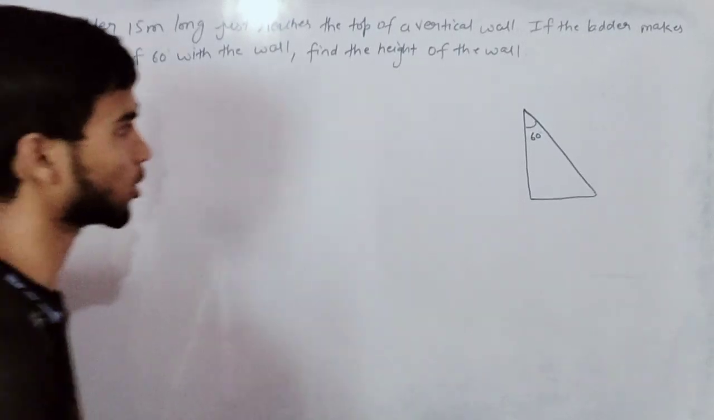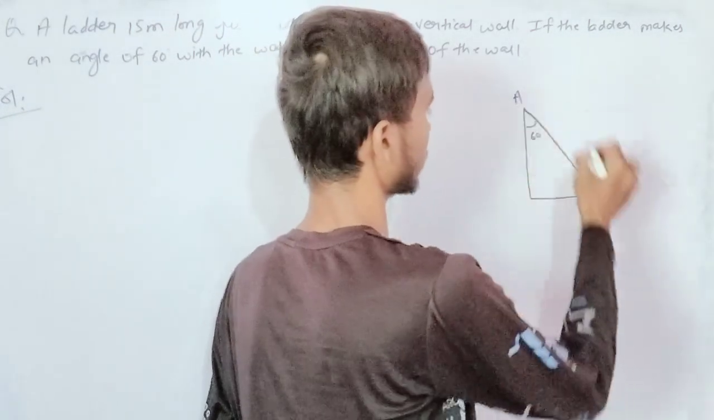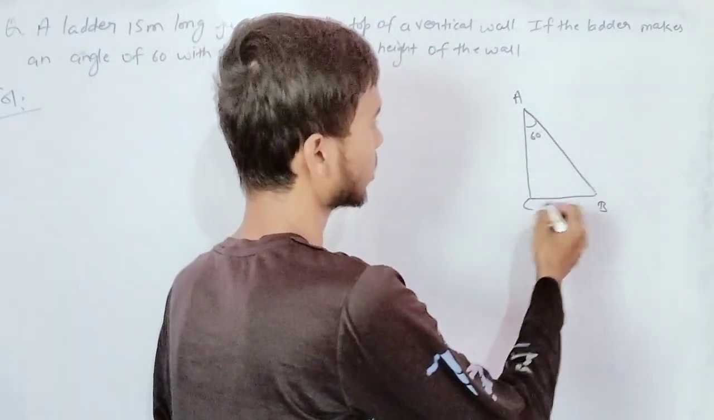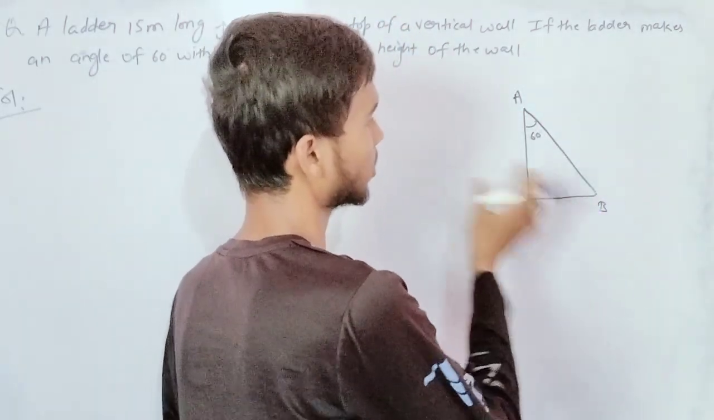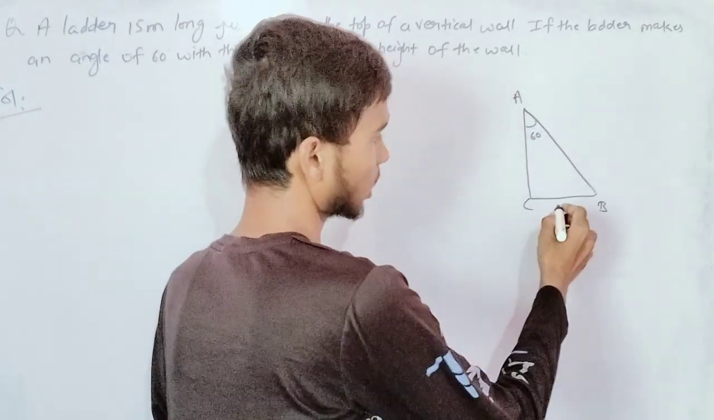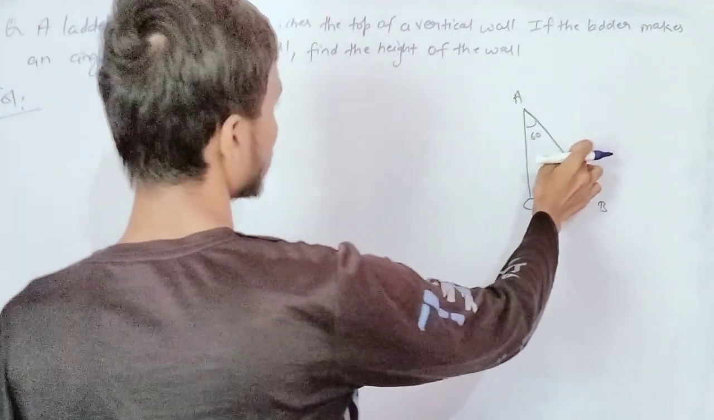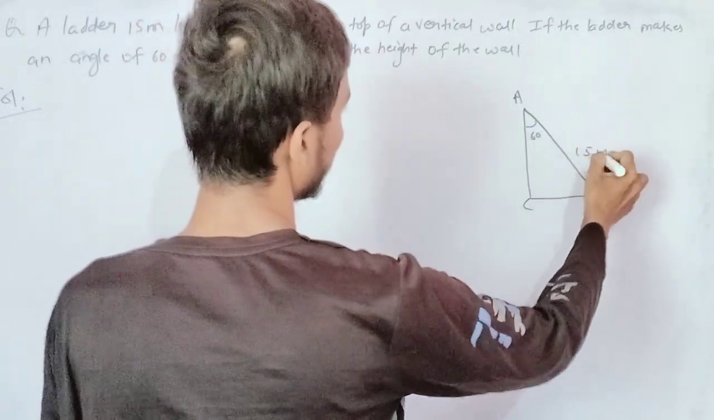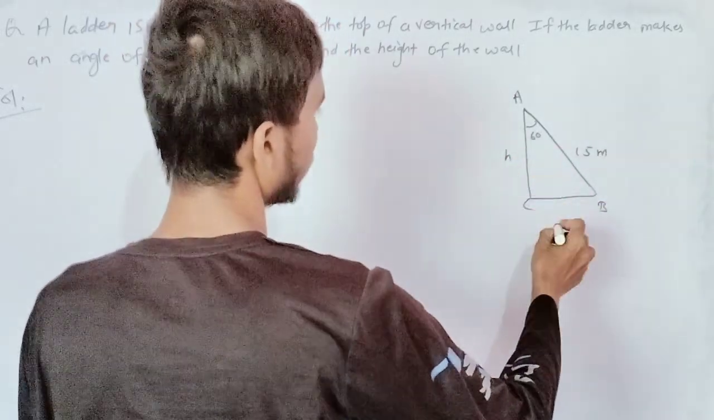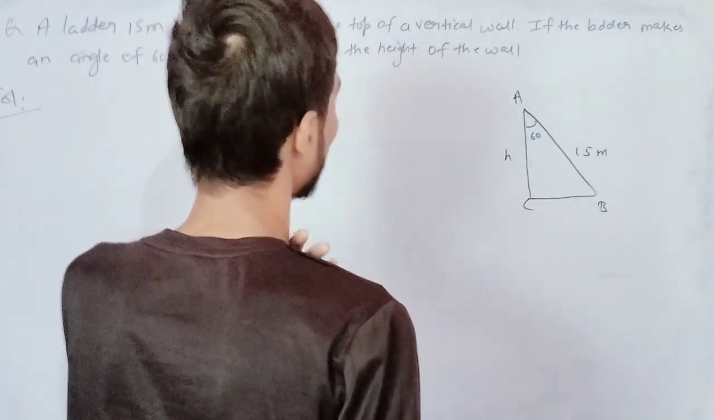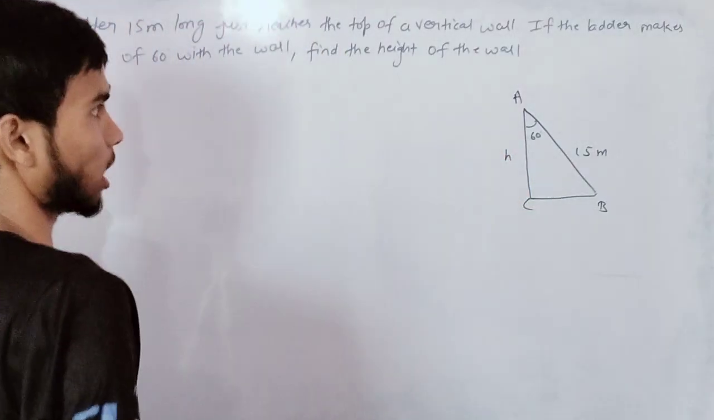Find the height of the wall. The figure is correct. AB is a ladder, AC is a wall, and CB is the distance between the wall and the ladder. What is the measure of this? 50 meter. This is the height of the wall. Now, find the height of the wall. This is what we have to find.